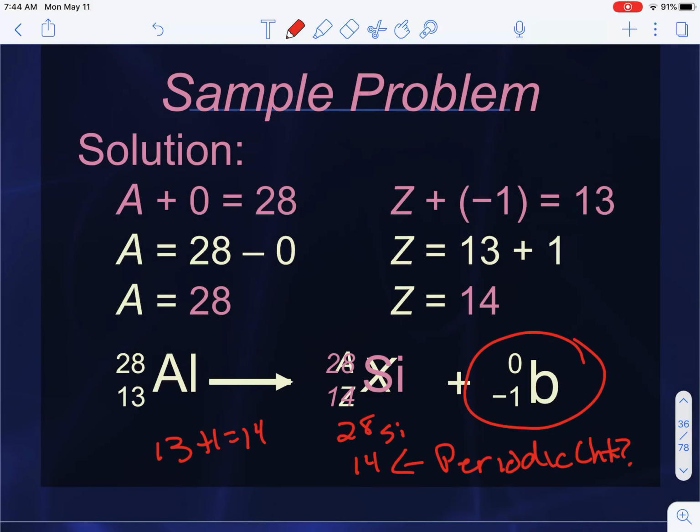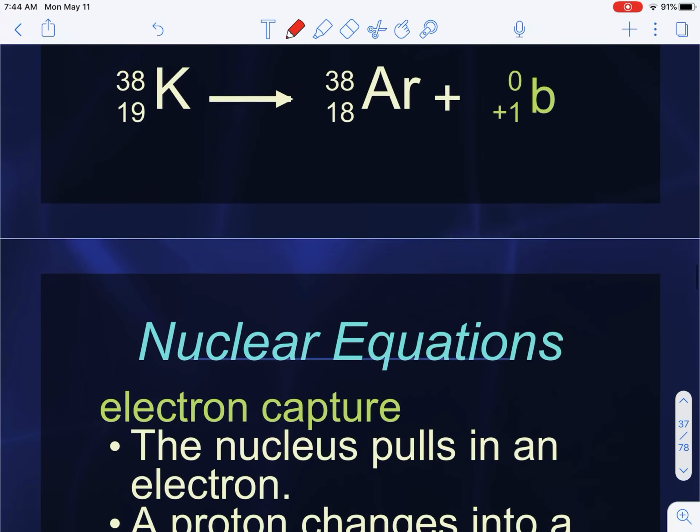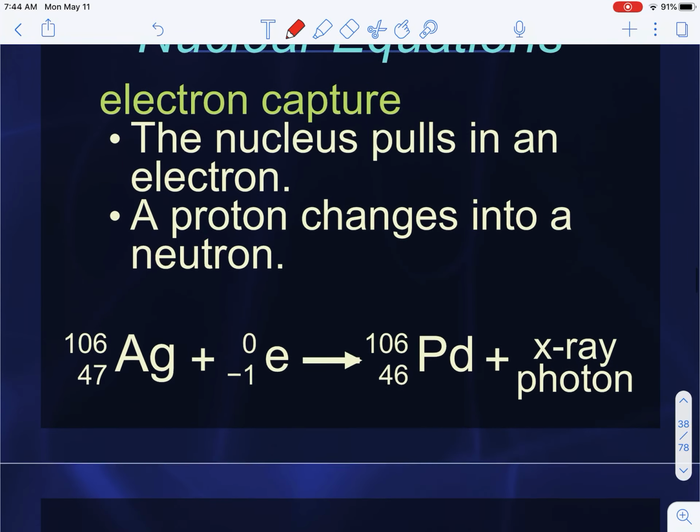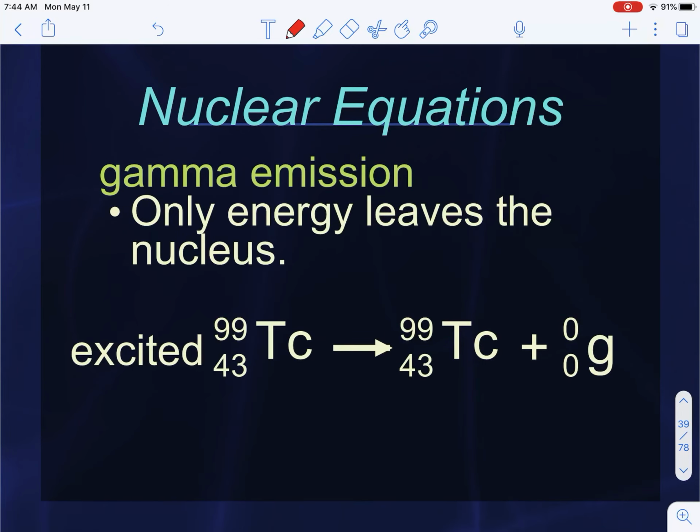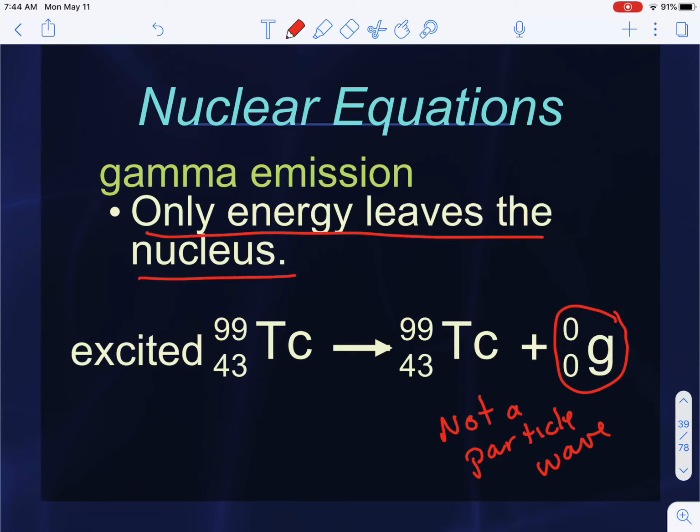All right. We are skipping positron emission and electron capture this year. So we just have one more to do, and that is the gamma equation. The part of the notation for gamma is this. There's no charge and there's no mass. Why? Because it's not a particle. It's a wave. Okay? So that's what happens. Only energy is leaving the nucleus, but a lot of energy. A lot of energy.